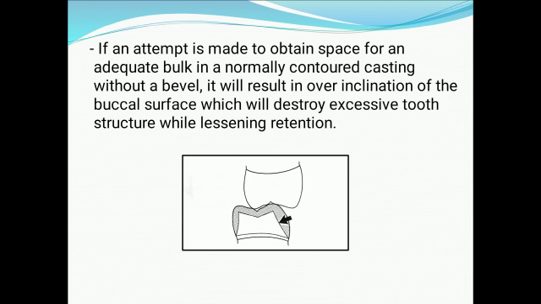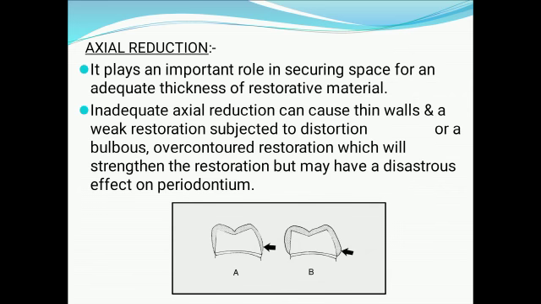If an attempt is made to obtain space for an adequate bulk in normal contour casting without a bevel, it will result in over-inclination of the buccal cusp. It will lead to destruction of excessive tooth structure while lessening retention. Coming to the axial reduction, adequate axial reduction is necessary for structural durability.